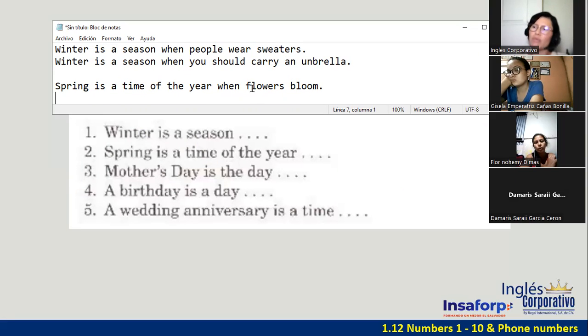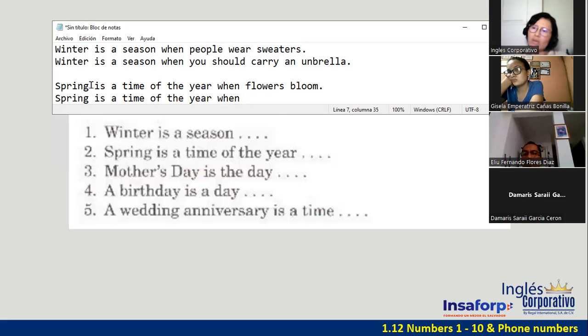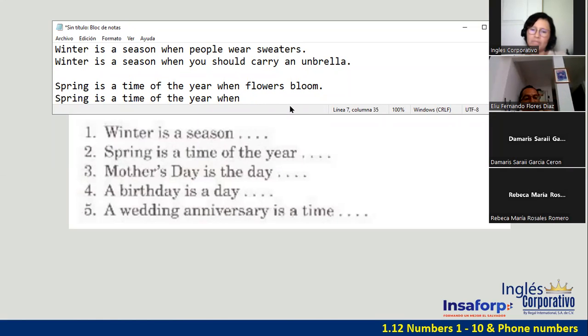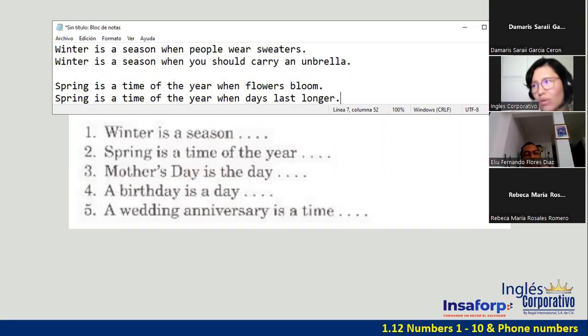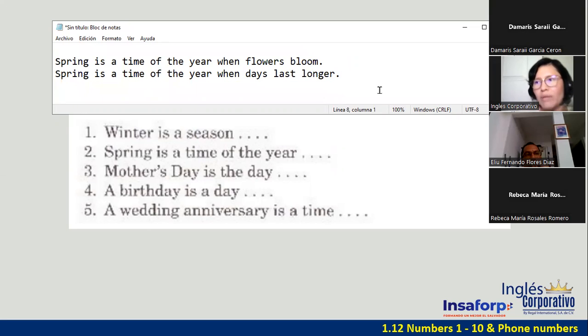Another one. Spring is a time of the year when? What is spring? Spring when? It would be like primavera. Ah, okay. Maybe, thank you. Spring is a time of the year when the days grow longer. When the days last longer. When days last longer. Very good. I think I've heard that. I'm not pretty sure, but I have heard something about it.